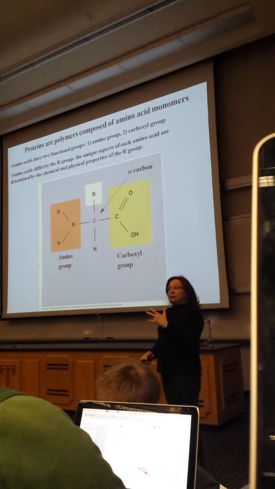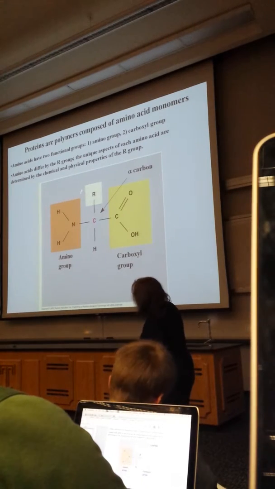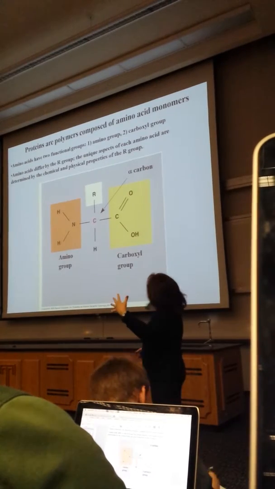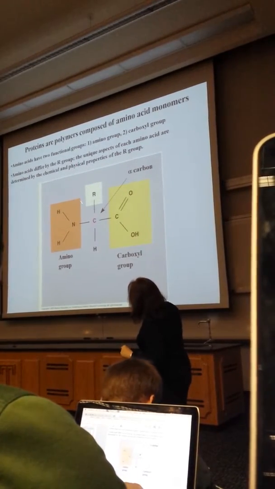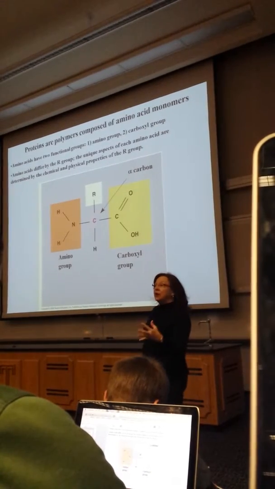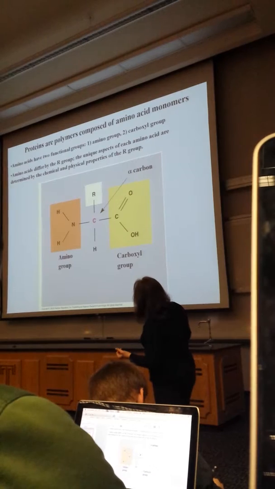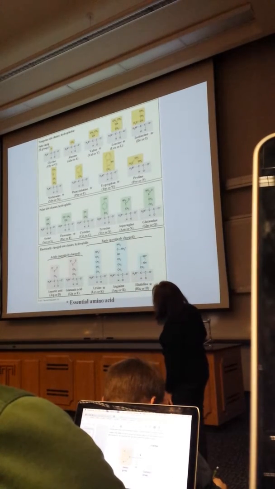We have 20 different amino acids. They differ by their R groups. It's the R group that distinguishes one amino acid from the other, and it's the R group that really conveys the chemical and physical properties of each amino acid. And here are the 20 different amino acids.